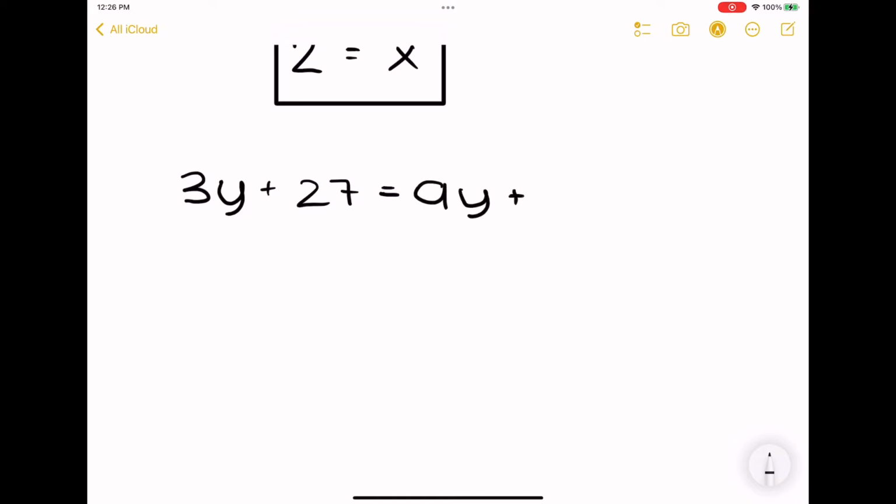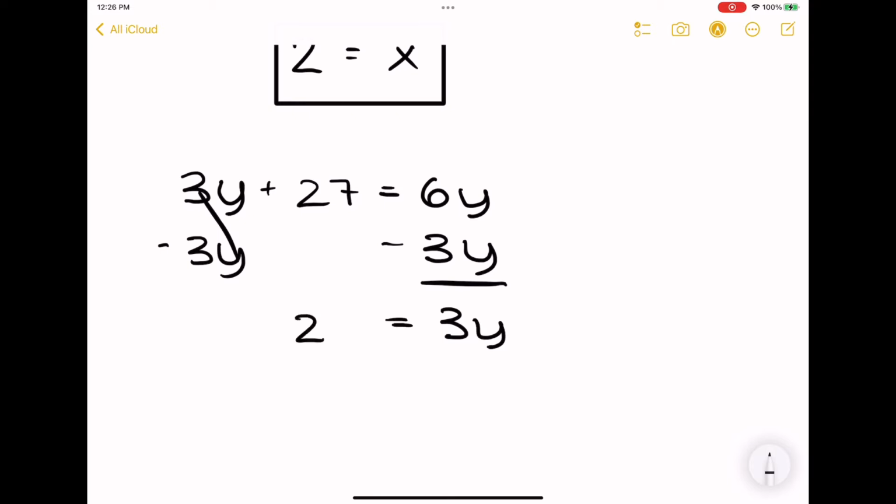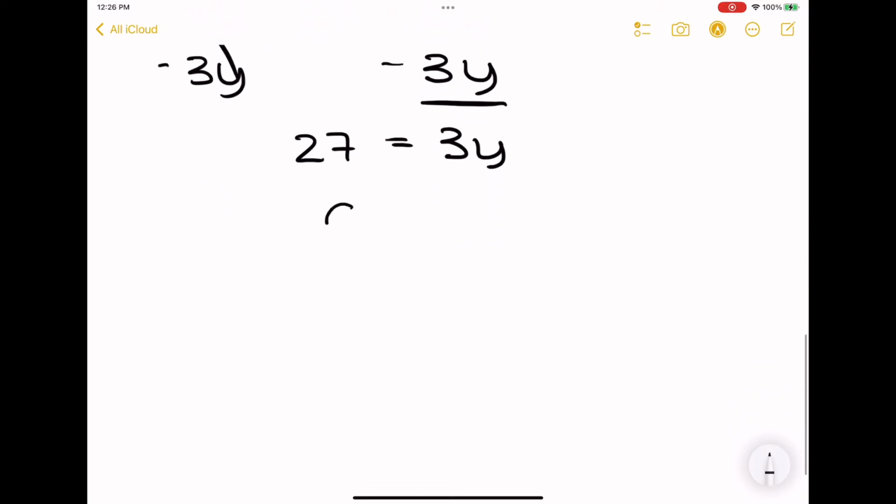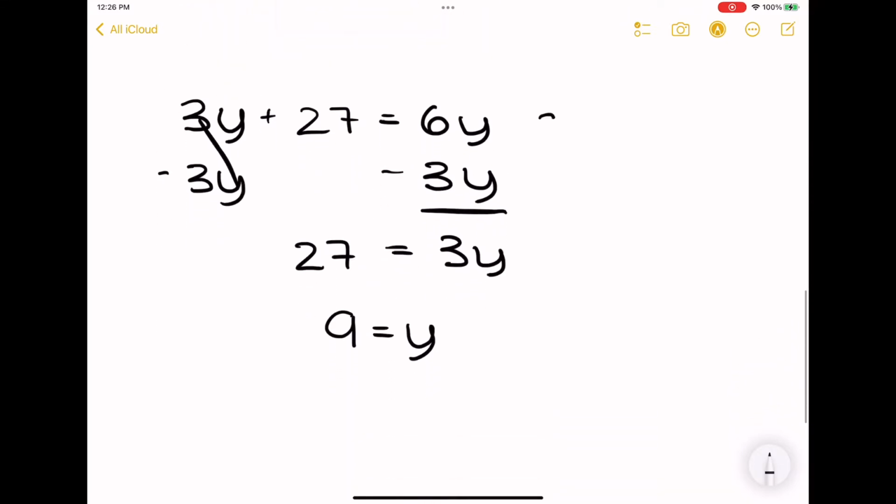Let's do another problem. Let's say we have 3y plus 27 equals 6y. First thing we're going to do is, again, isolate the variable. So we're going to subtract 3y from both sides of the equation. Always keep the equation balanced, meaning whatever you do to one side of the equation must be done to the other. So then we'll subtract 3y and get 27 is equal to 3y. Divide by 3 to find out what y is equal to, and get 9 is equal to y.